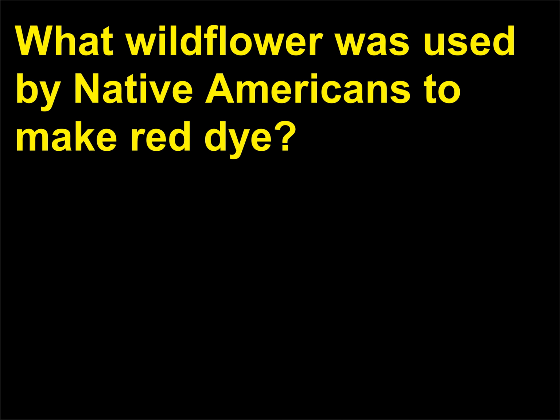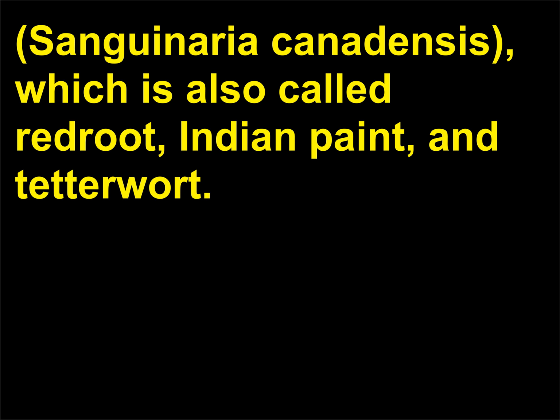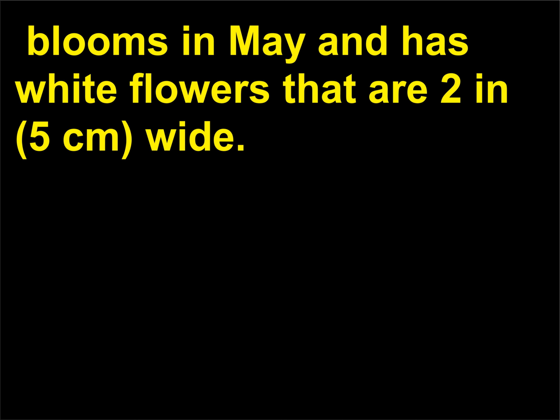What wildflower was used by Native Americans to make red dye? Native Americans painted their faces and dyed their clothes red with the root of the bloodroot wildflower, Sanguinaria canadensis, which is also called redroot, Indian paint, and tetterwort. Bloodroot is found in shady, damp, and woodsy soils. It blooms in May and has white flowers that are 2 in, 5 centimeters wide.